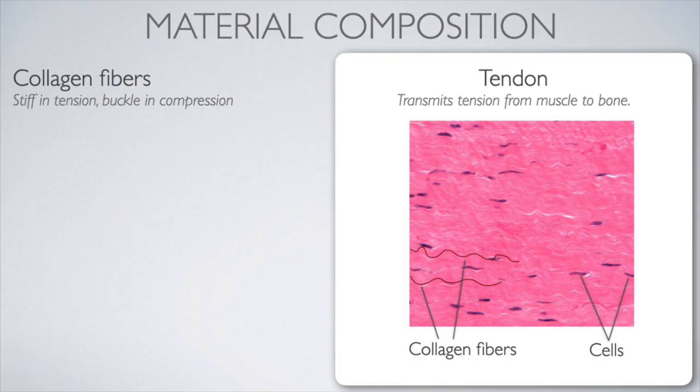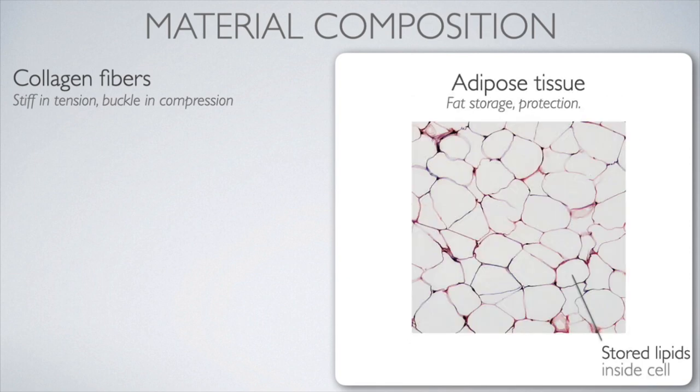Okay, so that's tendons. Tendons are dominated by the presence of these collagen fibers. Next, adipose tissue, a type of tissue that we use for storing energy. We'll get into its essential role in energy balance later on in this course. But it also has mechanical functions. It protects organs in the body, like the eyes and the kidneys.